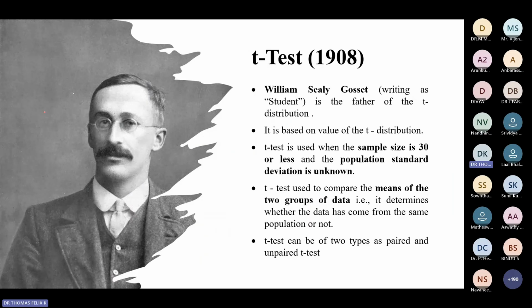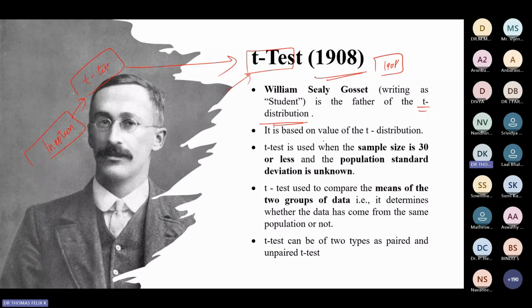Based on the inception, the t-test was the first. It was done in the year 1908. So who gave this t-test? William Gossett. He is the father of the t-test, or the father of the t-distribution. Since he gave this test, we call it a t-test.